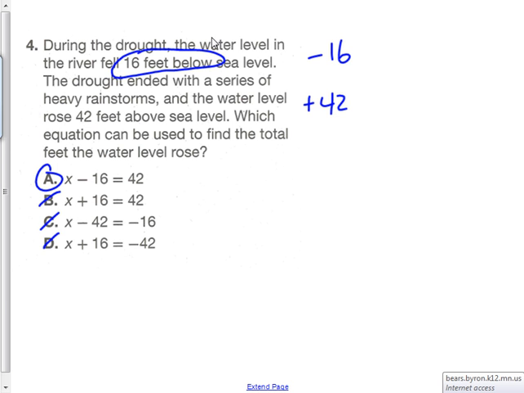During the drought, the water level in the river fell 16 feet below sea level. The drought ended with a series of heavy rainstorms, and the water level rose 42 feet above sea level. So which equation can be used to find the total feet the water level rose? So if we start with that amount there, and we subtract the 16 that it dropped, that gives us the 42 that it rose up to at the beginning. So if we solve for x, it'll tell us how much it actually rose.